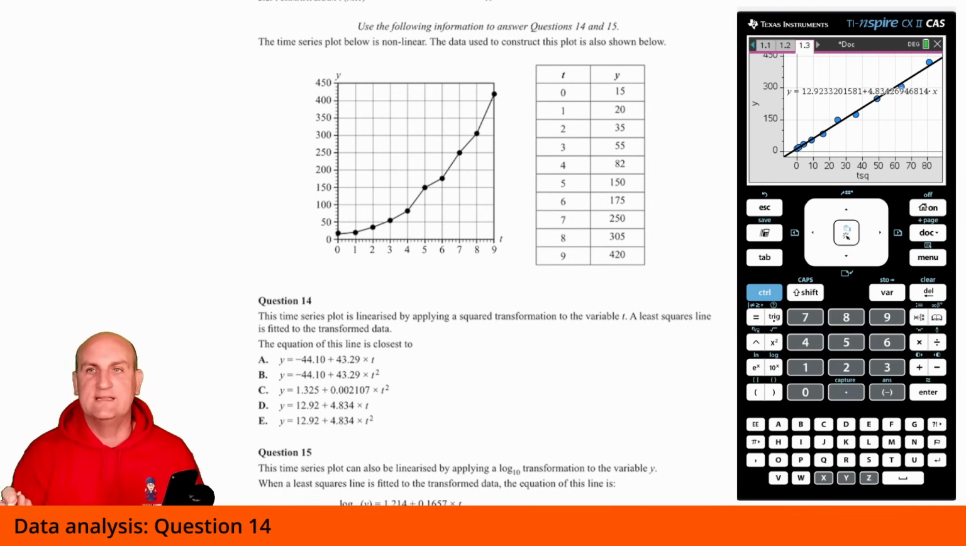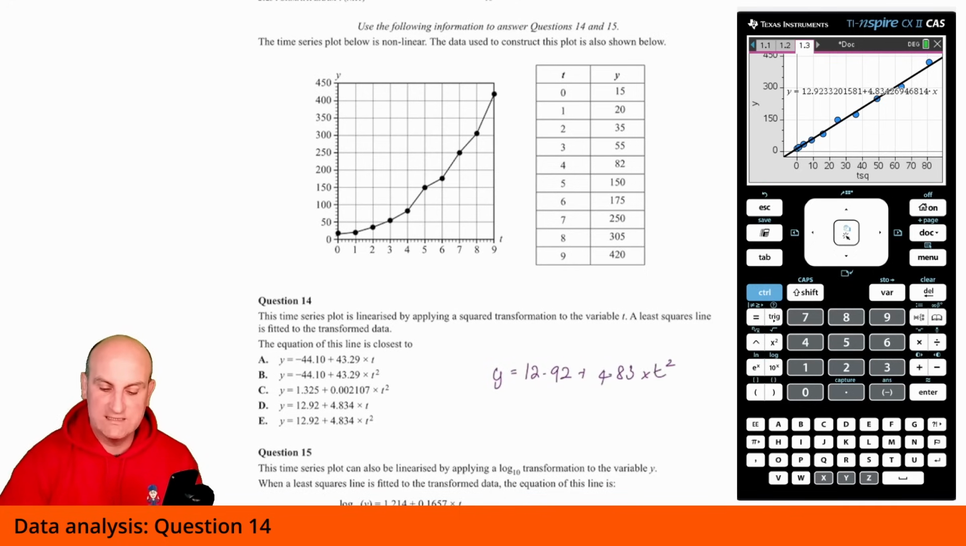It's got the y and x there. I do wish it would put the t squared where the x is, because it knows what the x-axis is called. But anyway, let's not split hairs, because there's really not a lot there. So I would be looking for my y to be equal to 12.92 plus 4.83 times t squared. And you obviously want this t squared in there.